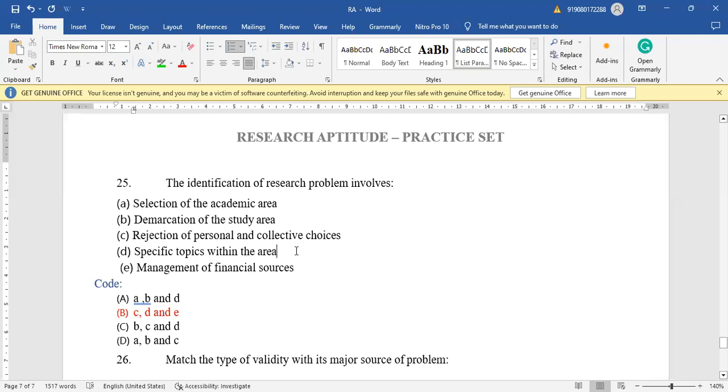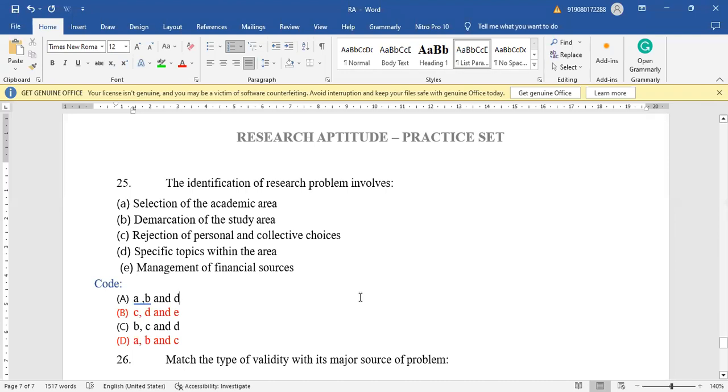Specific topics within the area. Yes or no? You take a major topic in the research, correct? Let us say you are taking a topic like teacher education. That is a broader area. The specific area would be the teacher-student engagement. Correct? So specific area is also right. So this is ruled out. What else?